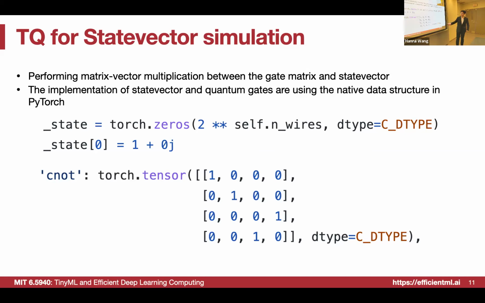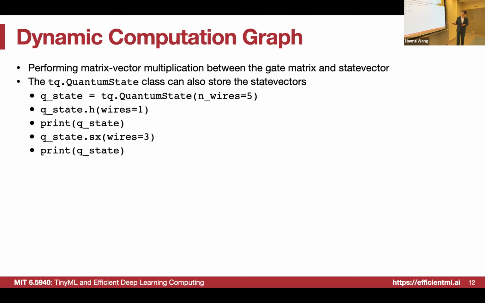And for some other operations, like the CNOT operation, we also implement that with this matrix structure in TQ in torch tensor format. And also, for some other properties, the first is the dynamic computation graph, which means after you apply a gate, for example, this H gate, you can print the state. You can find that the state is actually changed, because after you call this line of code, the state will be different from the previous one.